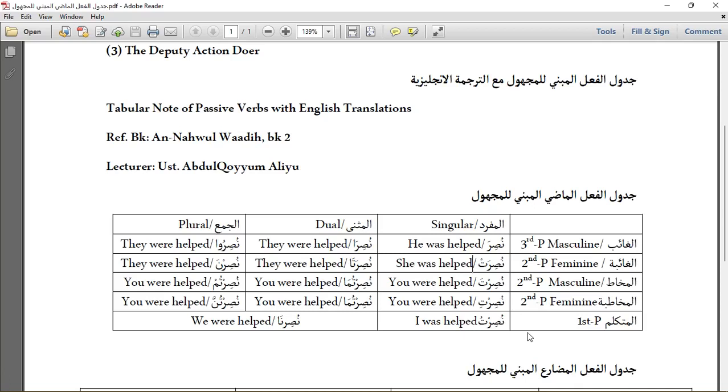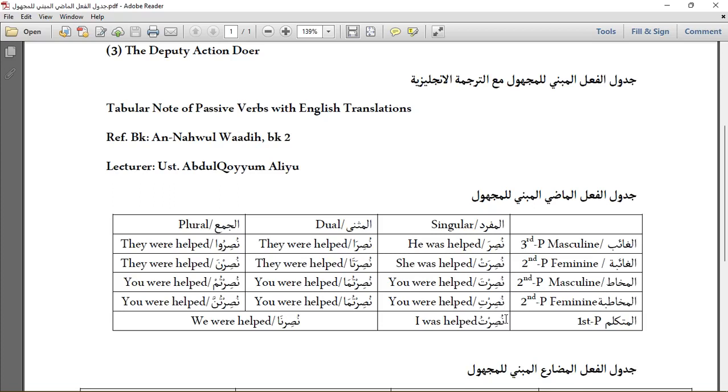Then for the Mutakallim of Mufrod, note all these verbs are still the singular forms. So Nusirtu, I was helped. So let's take it back to the active form and see how it was. So the first verb in the active form is Nosoro. Then changing the first haraka to Domo, the second to last to Kesro, we have Nusiro. So that was how it was formed. Then here we have Nosorot became Nusirot. Then Nosortu became Nusirtu. Nosorti became Nusirti.